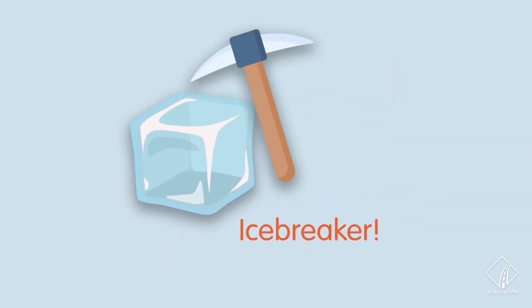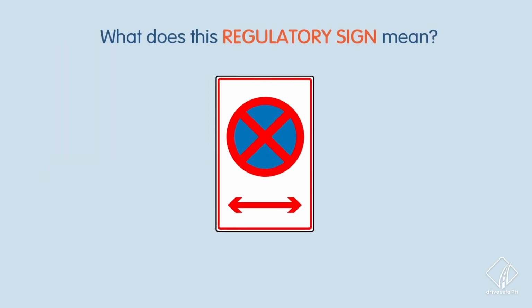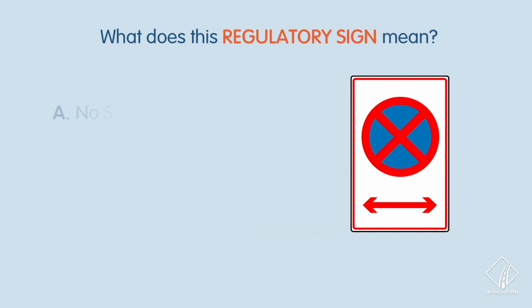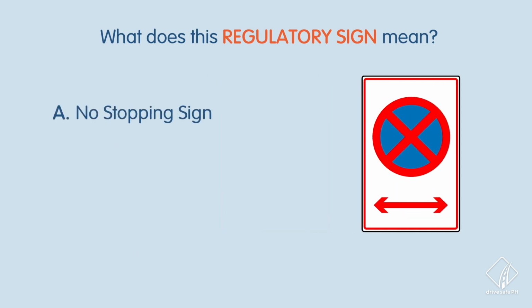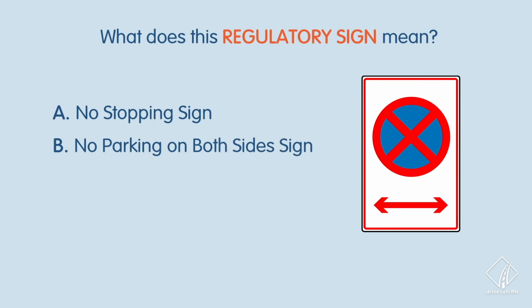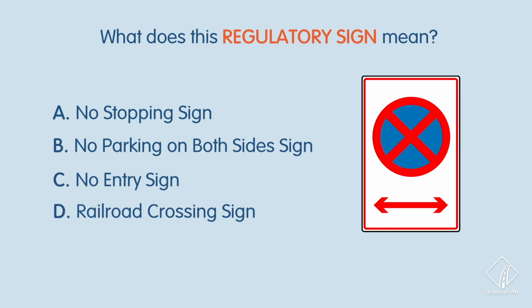Time for an icebreaker. Oh, I like that. Question: what does this regulatory sign mean? A. Is it no stopping? B. No parking on both sides? C. No entry? Or D. Railroad crossing? No parking on both sides.